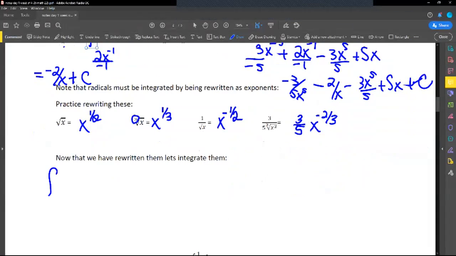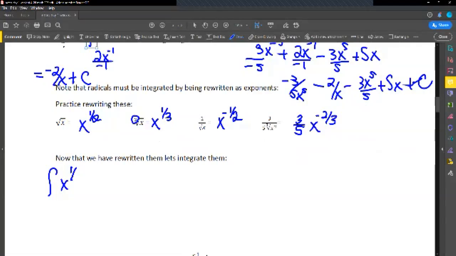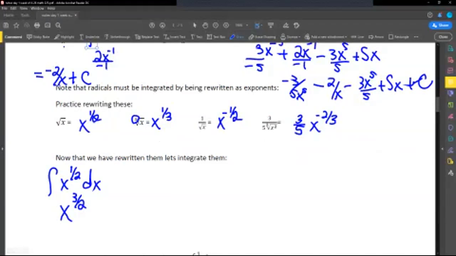All right. So now that I've rewritten them, it's a simple matter of integrating them. So the integral of x to the 1/2. Now, with fractions, you're going to have to raise it by 1. So 1/2 plus 1, you can type it in a calculator, but it's 1/2 plus 2/2. So it's x to the 3/2. So to divide by 3/2, just flip the fraction. So it's times 2/3, plus c. Okay? And you can leave it like that. All right, the integral of x to the 1/3.